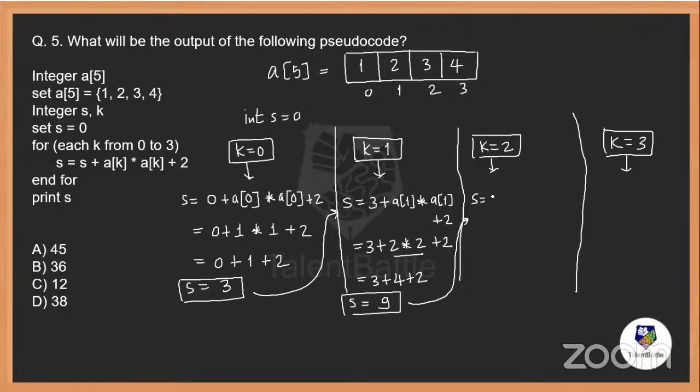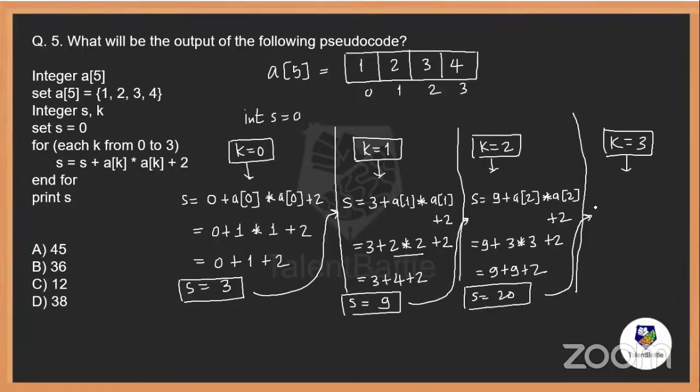s is equal to the current value of s, 9, plus a of 2 multiplied by a of 2 plus 2. So 9 plus a of 2, which is 3, multiplied by 3 plus 2. 3 into 3 is 9. So 9 plus 9 plus 2, that gives me 20. So the value of s is 20 at the end of the third iteration. After that, use this value again for the next calculation of s.